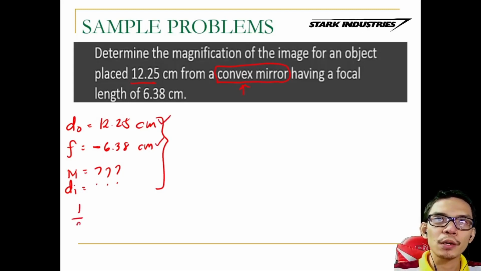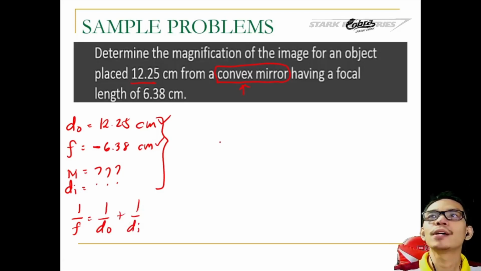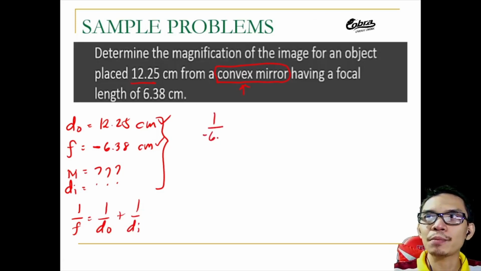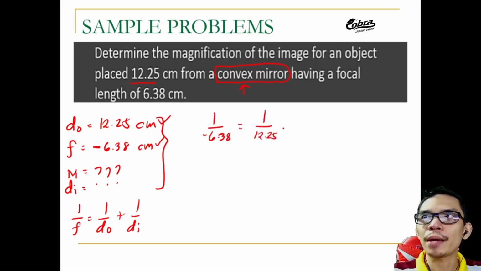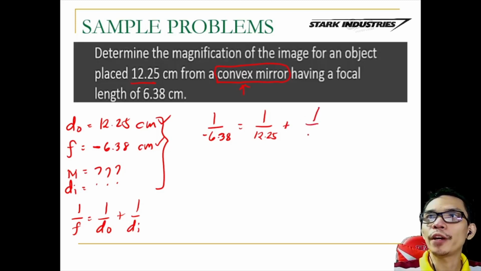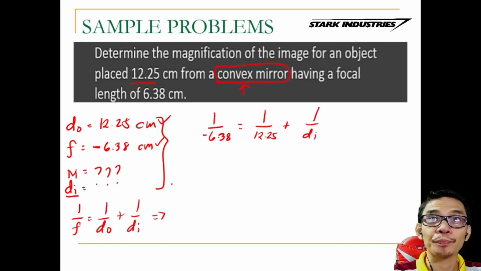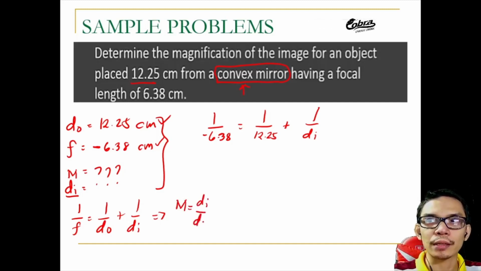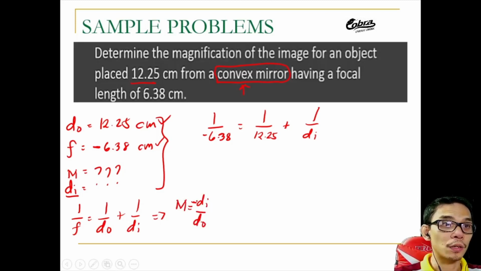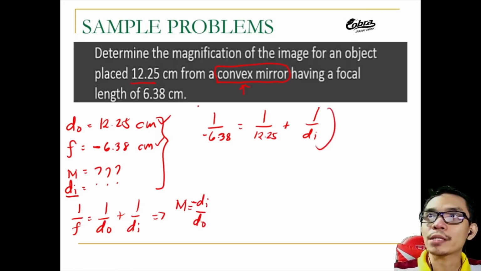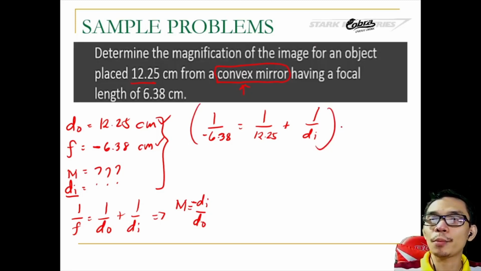Okay, so we will use 1 over f equals 1 over d sub o plus 1 over d sub i. So 1 over f, which is negative 6.38, is equal to 1 over 12.25 plus 1 over d sub i. We need to find the d sub i in order for us to use this formula. So let's use now the least common multiple.